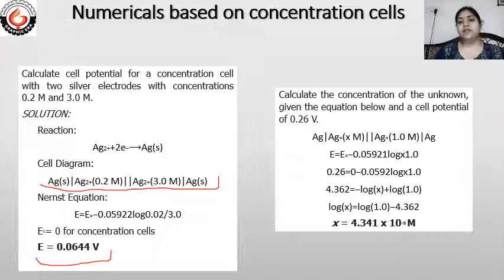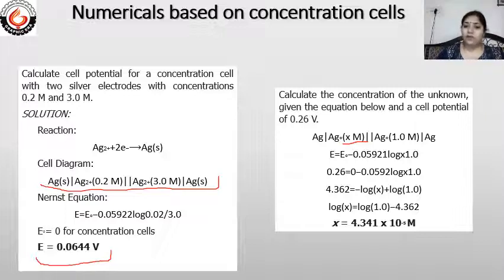Next is: calculate the concentration of the unknown given the equation below and a cell potential of 0.026 volt. So what is unknown given here? The concentration of Ag+. Here it is again a concentration cell. On the right side it has a concentration of 1, on the left side it has a concentration of unknown, and we have to calculate the unknown concentration.